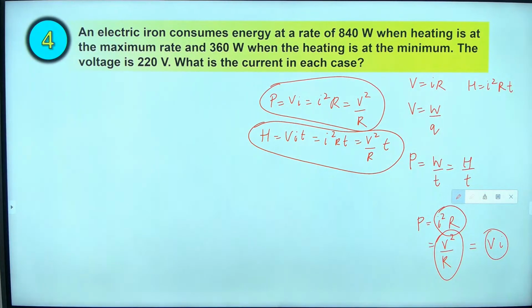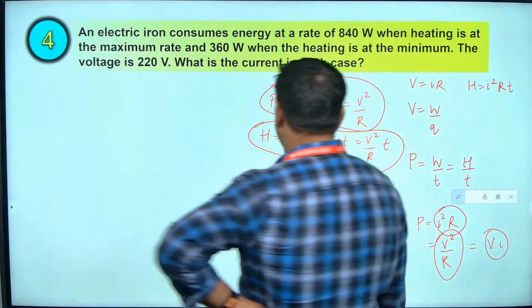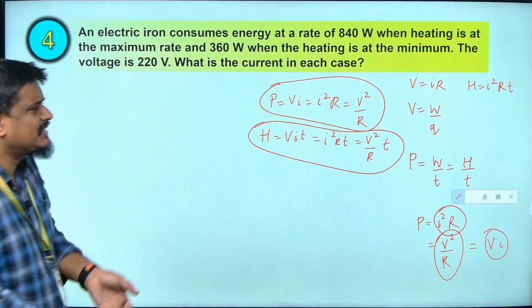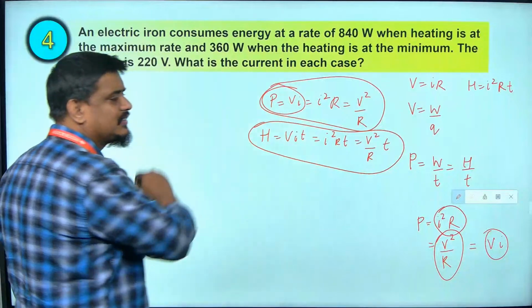So in this question, what they are saying: an electric iron consumes energy at a rate of 840 watt when heating is at maximum rate and 360 watt when heating is at minimum rate. If the voltage is 220 volt, what is the current in each case? Which formula are you going to use here? Power is equal to which formula? VI, common sense, very common sense.